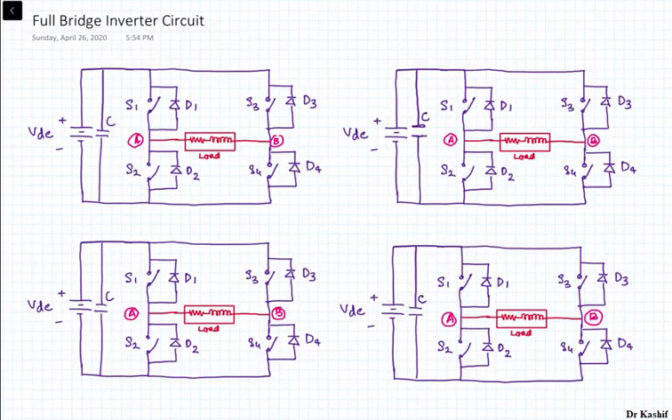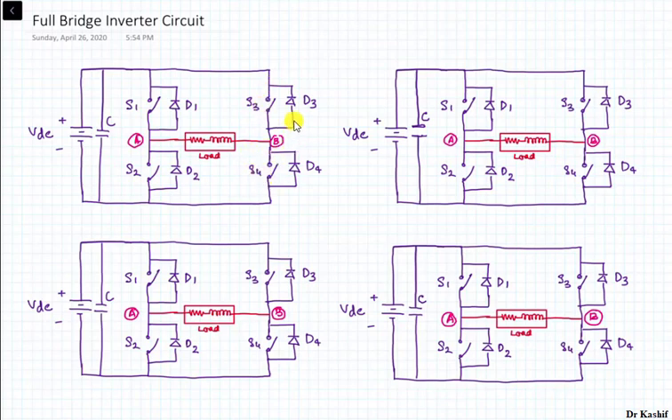In this lecture we will discuss the full bridge inverter circuit, and we will see how it operates with the inductive load. So you can see the circuit diagram for the full bridge inverter circuit. It basically consists of 4 switches which are shown over here: S1, S2, S3 and S4.